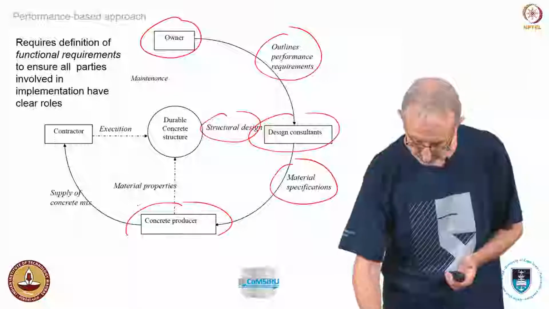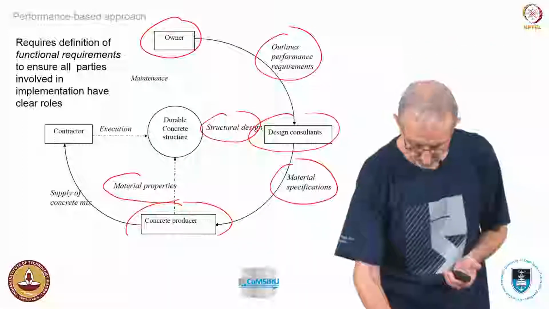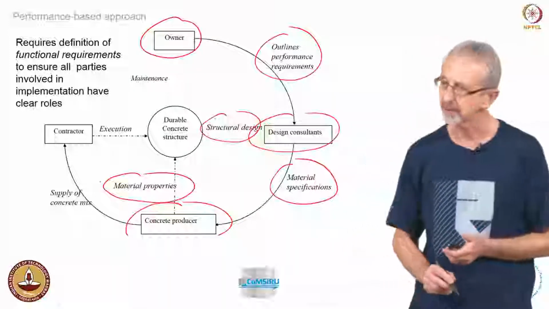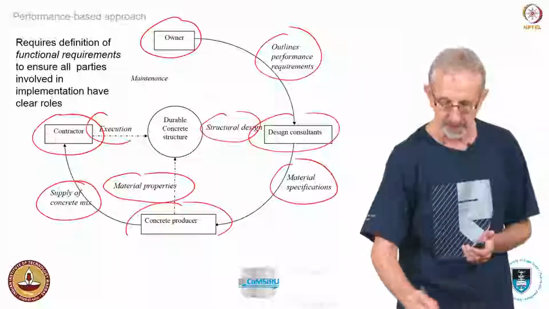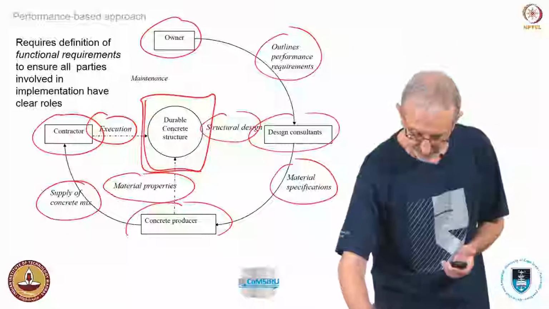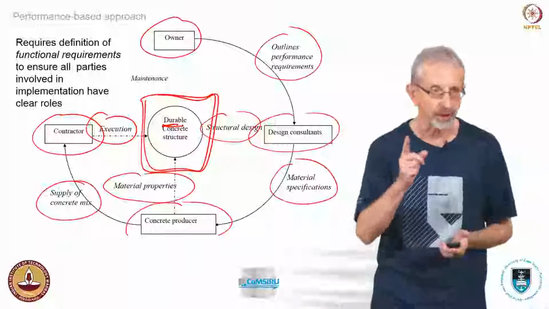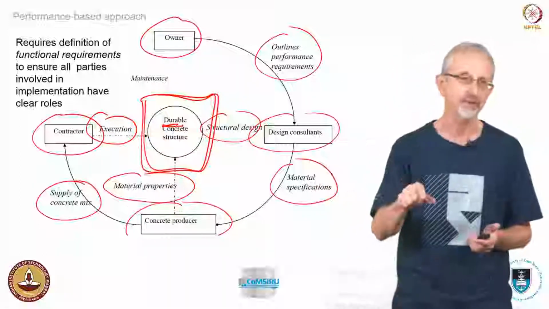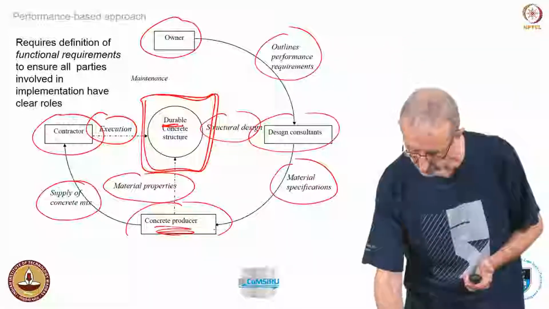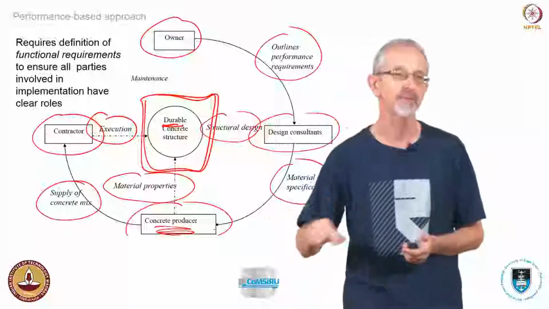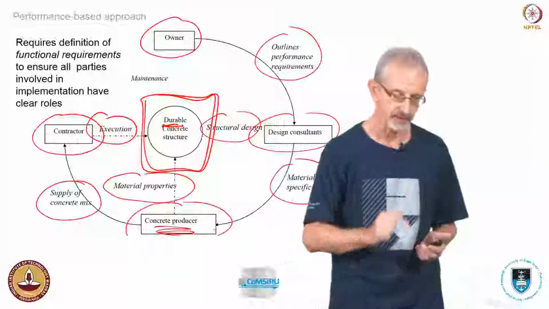We then get the concrete producer, possibly a ready-mix producer in this case, who has to produce a material with the correct properties. And then the producer supplies it to the contractor, who executes it, and finally, what we want is a durable concrete structure. Notice that the durability has to occur in the final structure. It's not good enough to simply have a durable concrete coming out of the ready mix plant. You have to prove that you've got durability in the final structure. That's the critical key here.